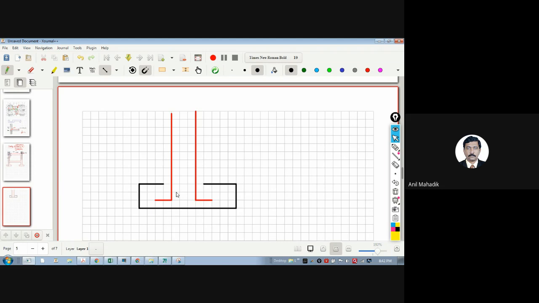Now, how do we do the concrete here? Whenever we start the concreting of the footing, how will the concreting be done? Using shutterings. So we will do the concreting here. Yes, this reinforcement is already placed. Please keep that in mind.